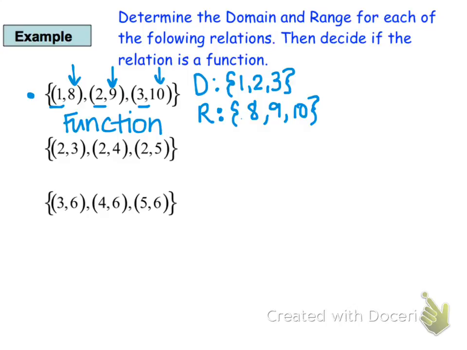Let's take a look at the next one. Now in this case, our domain is the possible x values, and I see one x value each time, and that x value is 2. So we only list it once. Because it's repeated, we just have to list it one time. Now in terms of the range, our possible y values, we have 3, 4, and 5, so we'll list all 3 of those.